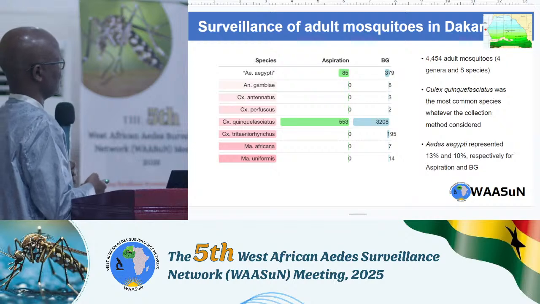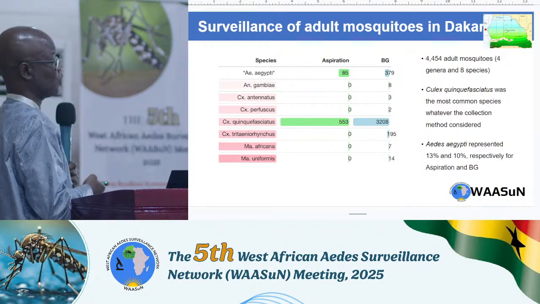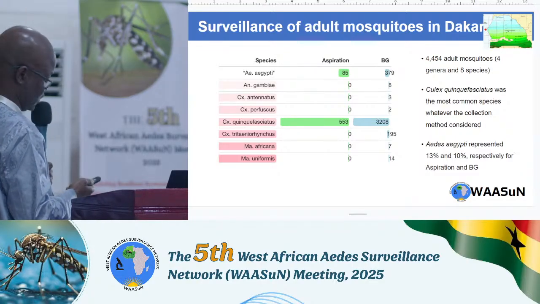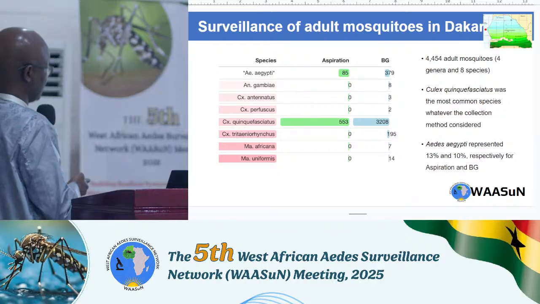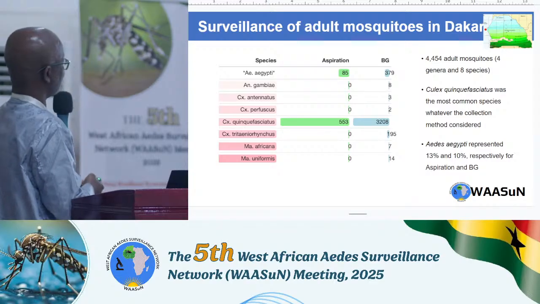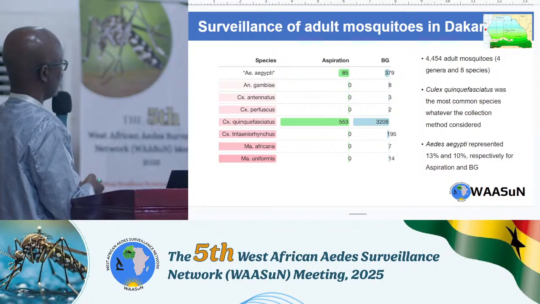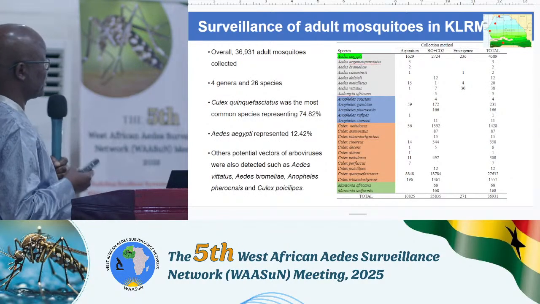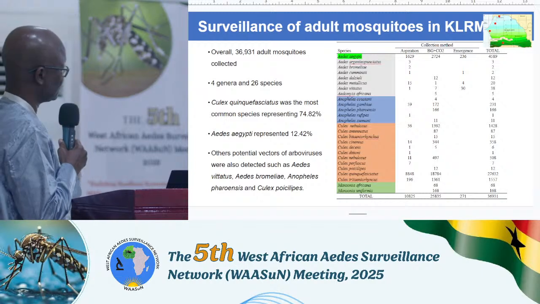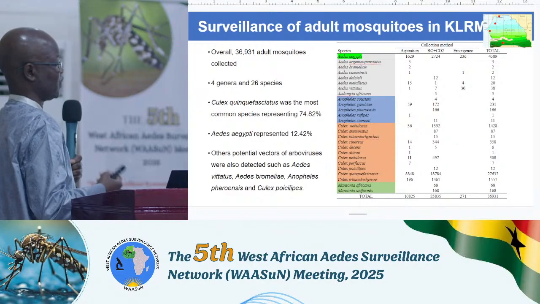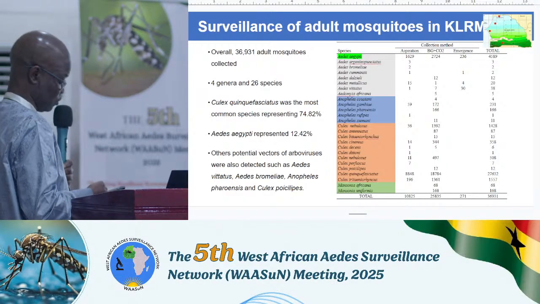And as for Dakar, Culex fasciatus were also the most abundant species, and Aedes aegypti represented less than 70% of the collections. And when we see the other sites, we found that more mosquitoes were collected in these sites, and this is represented by 26 species, and Aedes aegypti here represented only 11%. That means that even in the sites which are rural, Aedes aegypti is less represented compared to Culex fasciatus, which is more abundant in urban sites.